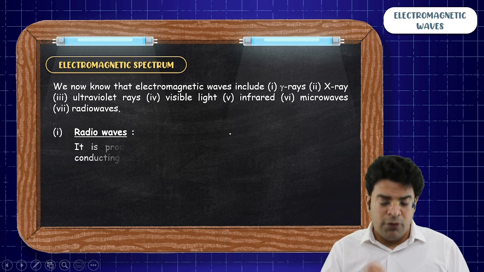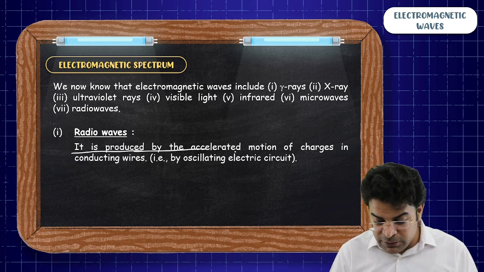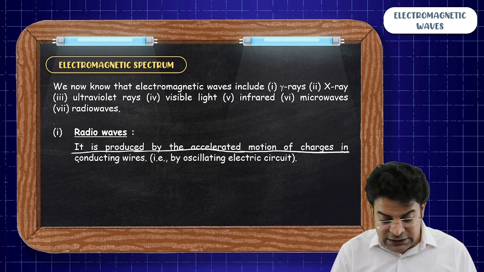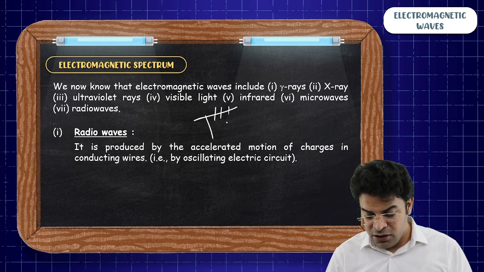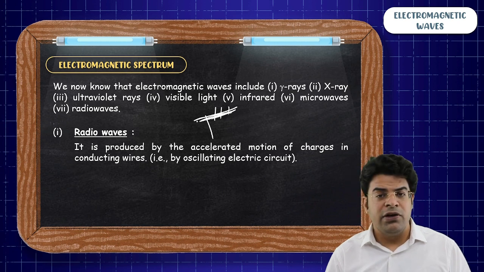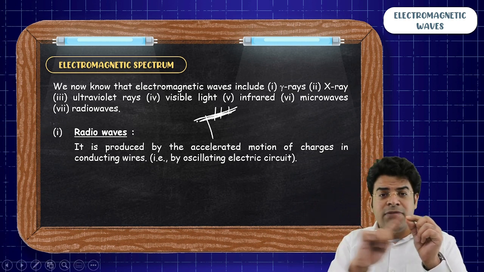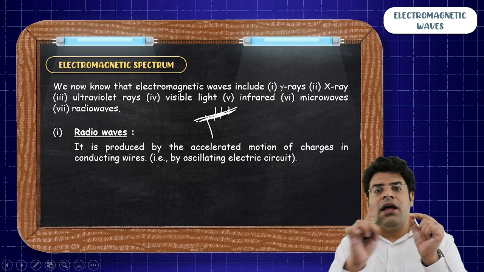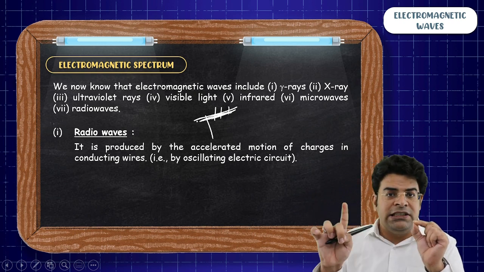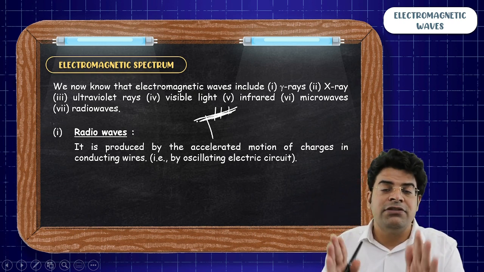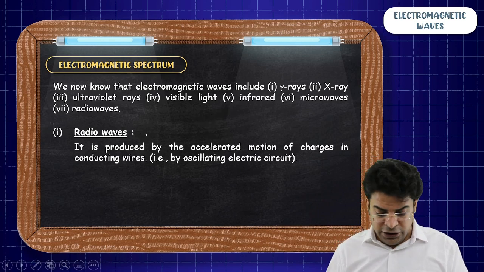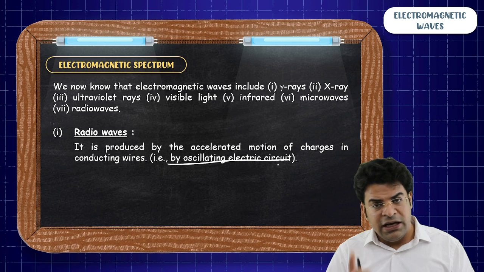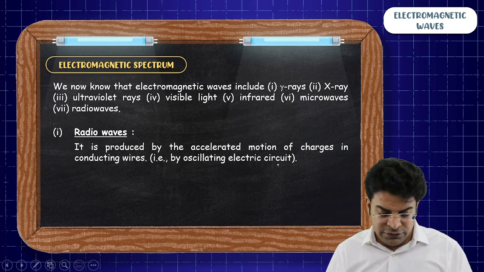So when we talk about radio waves, they are produced by accelerated motion of charges in conducting wires. You might have seen antennas. Some current flows through them, and this current is nothing but the flow of charge. Due to the acceleration of these charges, radio waves are created. They have less energy and are used for telecommunication. By oscillating electric current, you can produce radio waves.